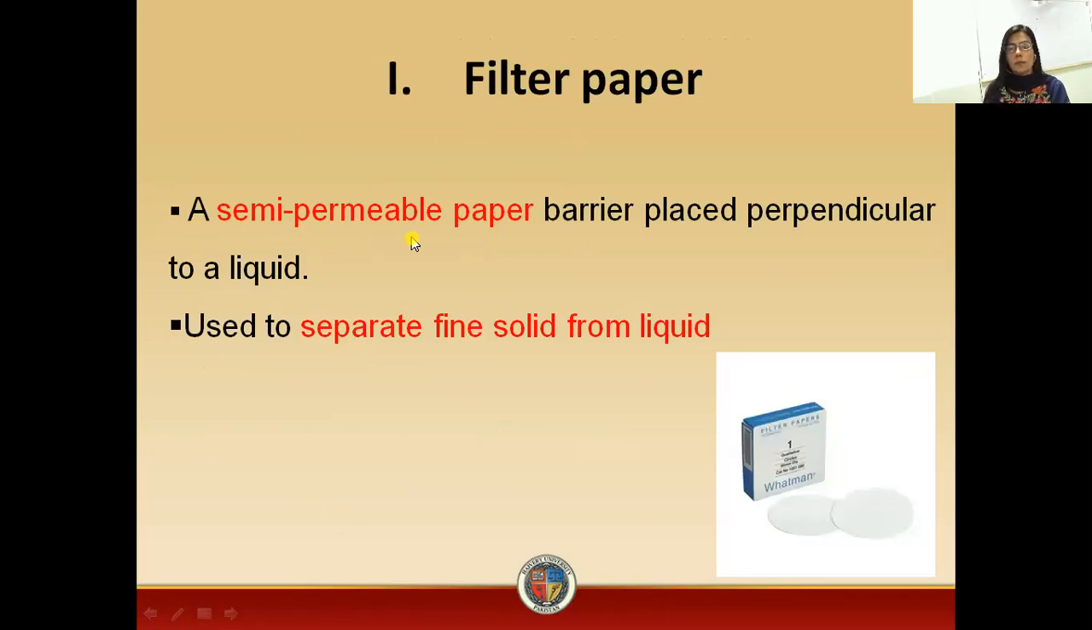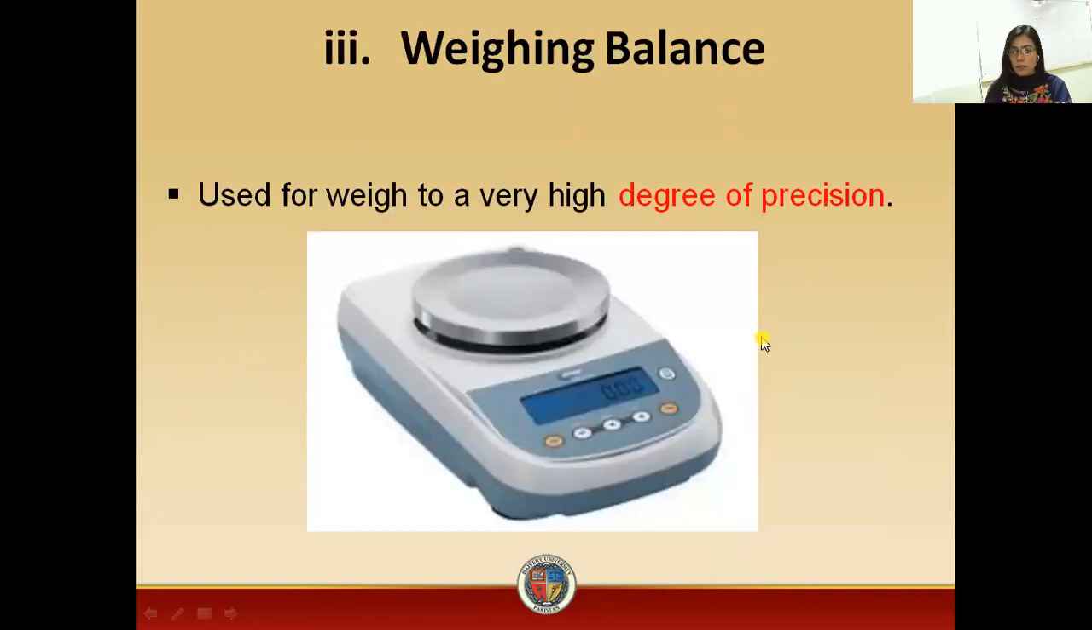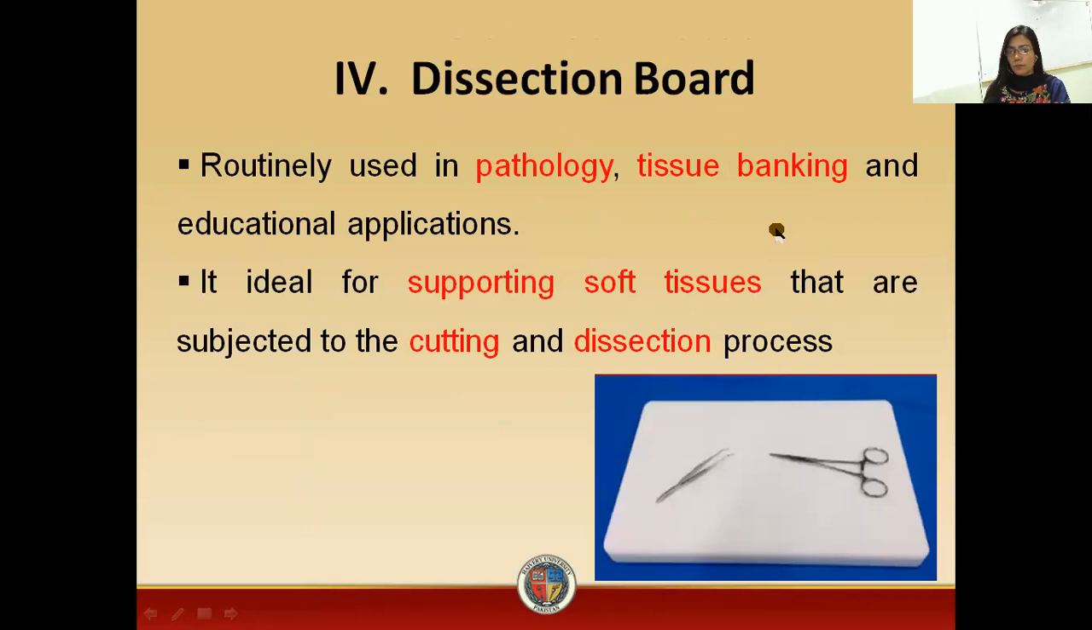Filter papers are semi-permeable membrane barriers placed perpendicular to a liquid for filtration. These are used to separate solid particles from the liquid. Triangular tripod stands. These are three-legged frames. It is a platform used to hold and support glasswares, for example, beakers and flasks during the experiments. Weighing balance. These are used to weigh to a very high degree of precision.